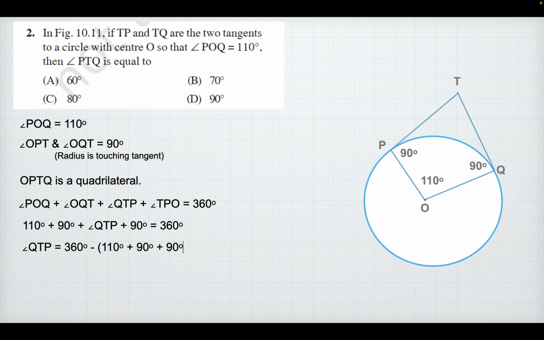Now we rearrange the terms. So 360 minus the sum of all these on the left side, so it's going to be 360 minus 290. That's going to be 70 degrees. So this angle PTQ or QTP is going to be 70 degrees. So option B is correct.